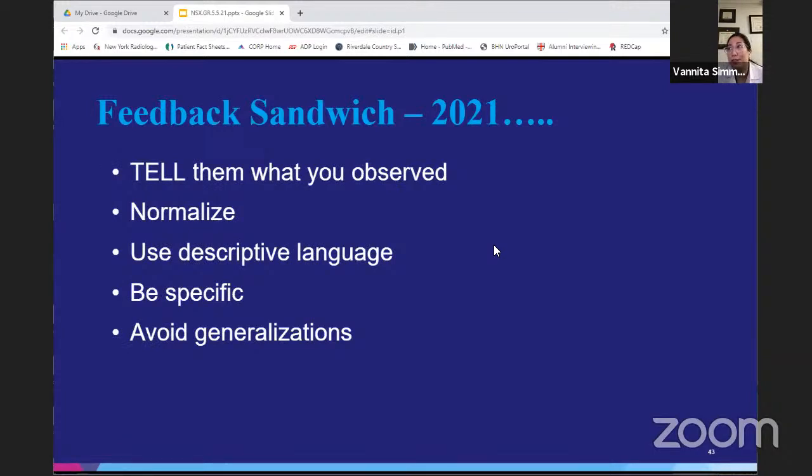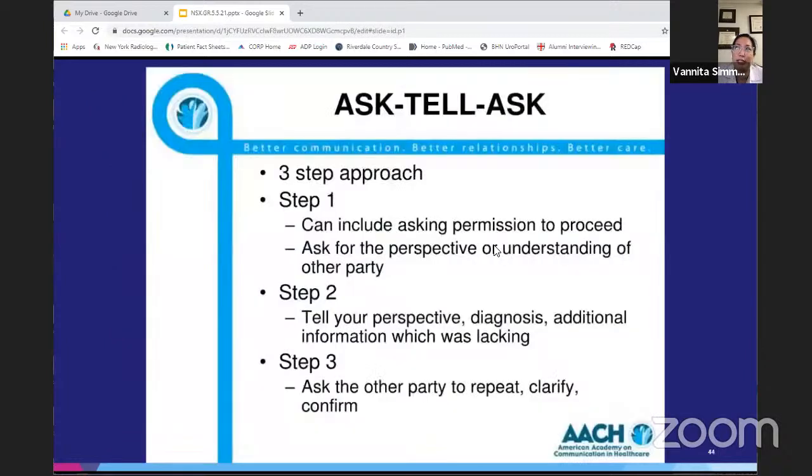Then you tell them what you observed as an attending. You can say, you know what, it looked like you weren't very comfortable with the cystoscope. You were kind of struggling putting it together. Maybe we should go back and review what the pieces are and how can I help you to be more efficient. Telling them also helps normalize feedback. Use very descriptive language, be specific, and avoid generalizations. And then the last part is, ask them to repeat, clarify, and confirm what you just told them. So again, ask, tell, ask.